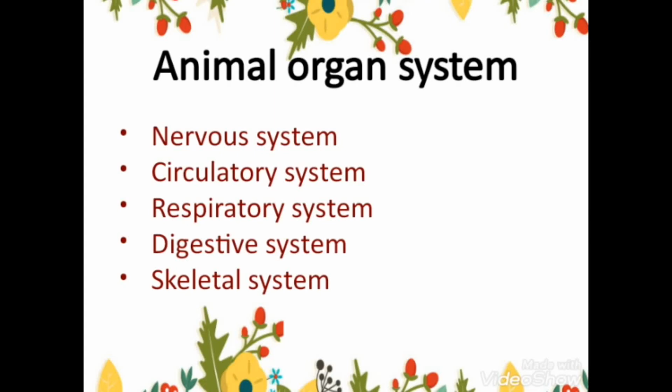Respiratory system includes nose, windpipe, and lungs that work together to make the respiratory system. During respiration, the air we breathe in reaches the lungs. Digestive system comprises mouth, food pipe, stomach, intestine and liver. It digests the food we eat.